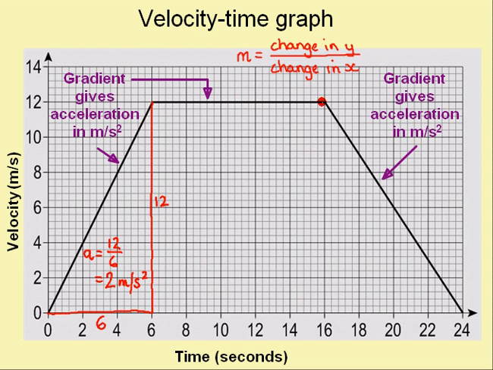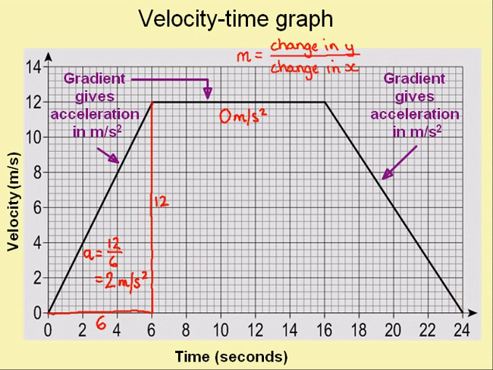If we look at this section of the graph now, we can see that it's horizontal. That means it has no gradient, so the acceleration is 0 meters per second squared. That means that here the thing is travelling at a constant speed.